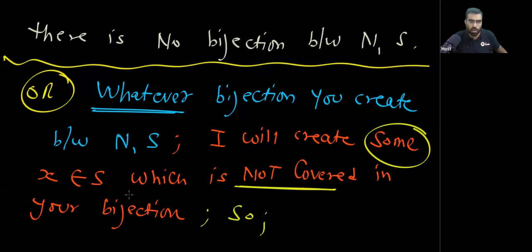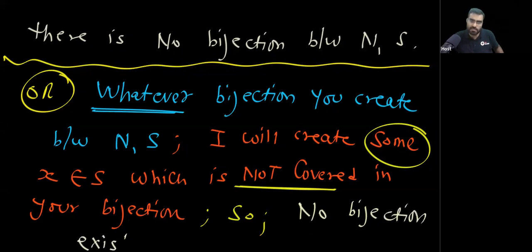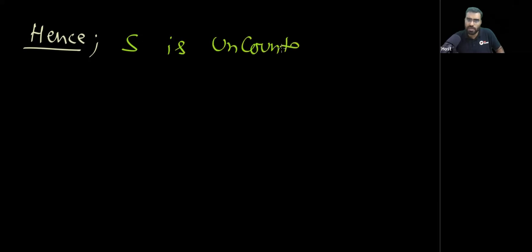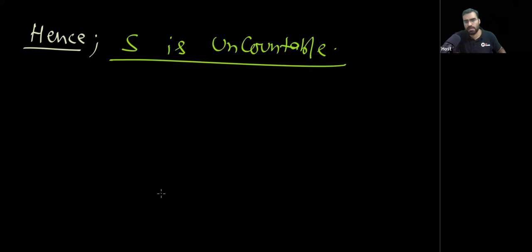So can I say no bijection exists? So no bijection exists between N and S, and hence S is uncountable. Please tell me, did you understand this proof? Very interesting proof, right? Very simple proof.